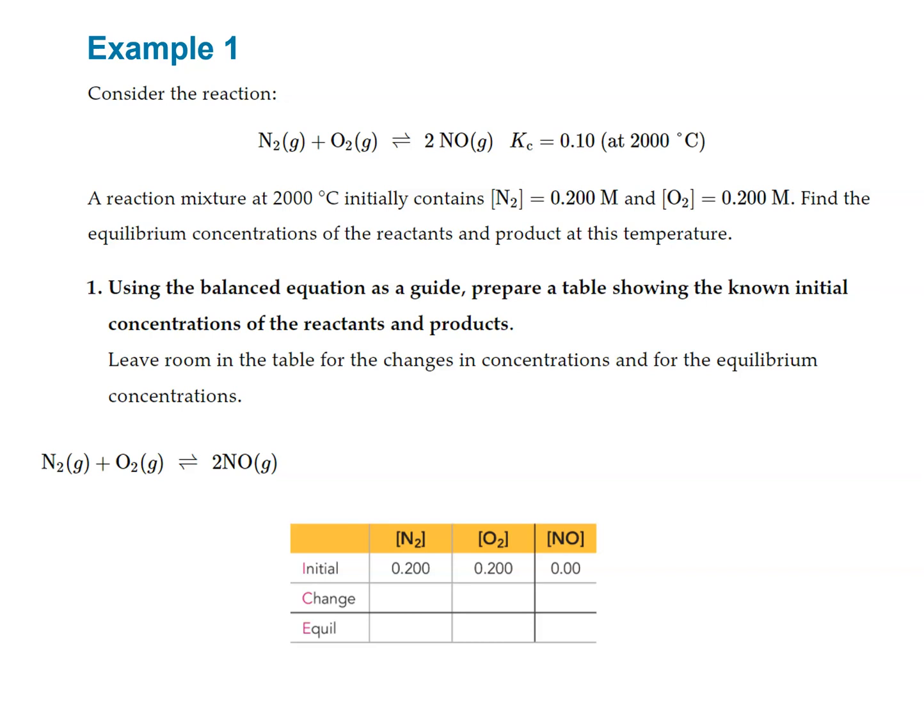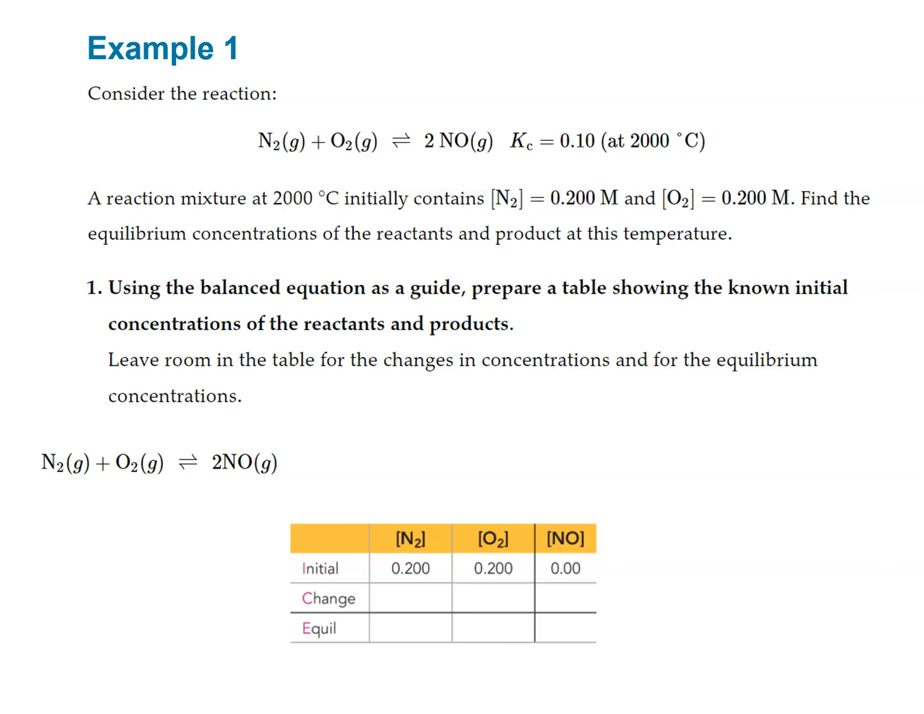Example 1. Consider this particular reaction with nitrogen gas plus oxygen gas in equilibrium with the product nitrogen monoxide. And it's a 1 to 2 molar ratio. The equilibrium constant for this particular reaction, K, is 0.10 at 2000 degrees Celsius. So this is not going to be happening at room temperature or biological temperatures. It's going to happen at extremely high temperatures. And note that K, of course, is specific to this particular temperature.